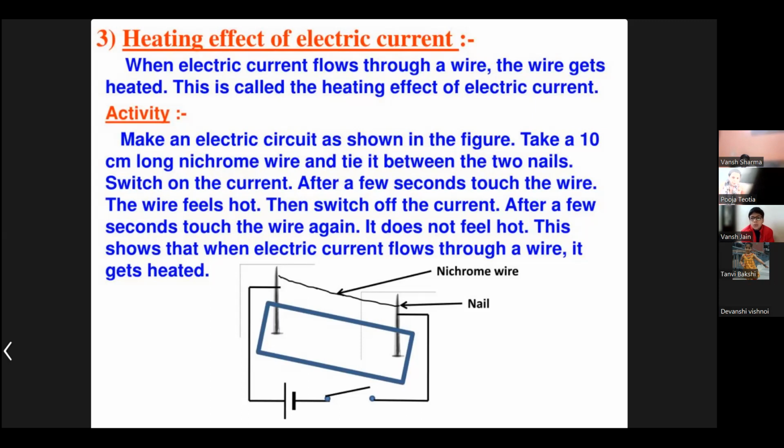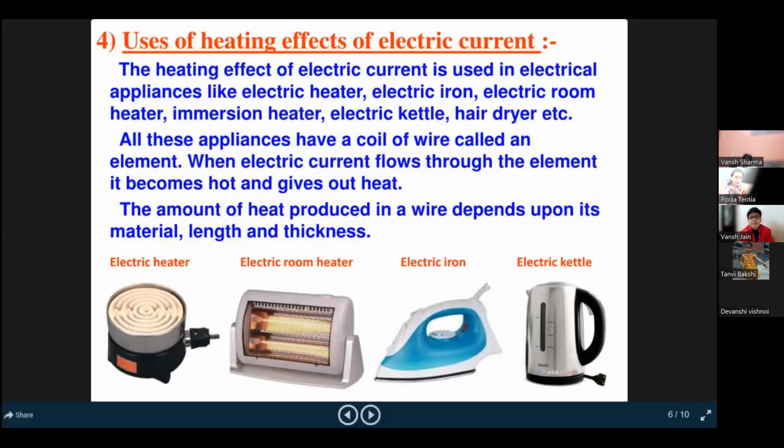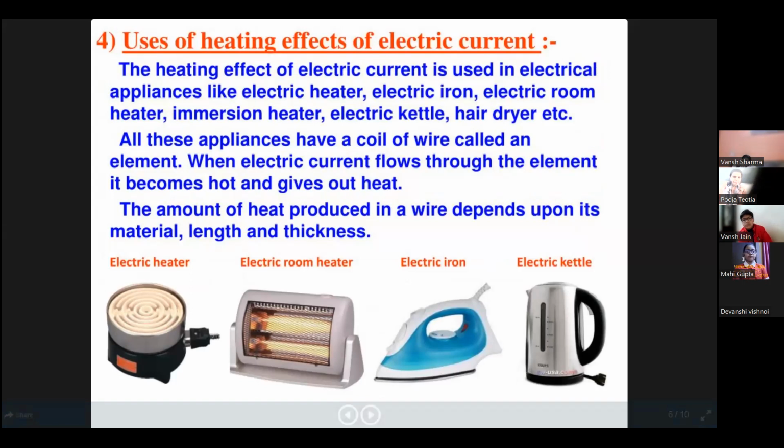Okay. If the question comes that how you can show the heating effect of electric current, so you can write down this. Next. Vansh Sharma, next. One more effect, ma'am, is here: magnetic effect of electric current. So uses of heating effect in our daily life, where we are using. Yes, Mahi, read this.